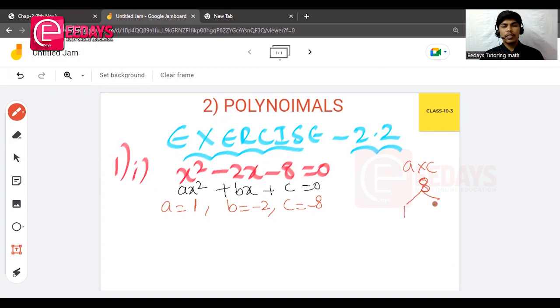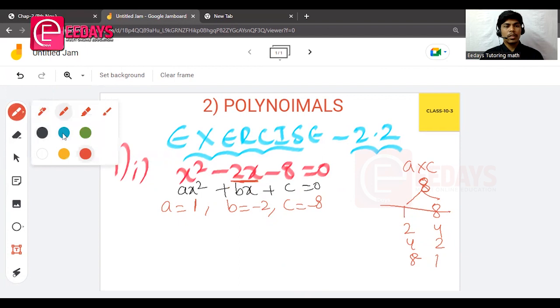The factors of 8 are 1 and 8, 2 and 4. These are the factors. It should match the middle term. What is the middle term here? 2x. If we add 1 plus 8, we get 9. It is not matching here. 8 minus 1 is 7. It is not matching. That's why we cancel this. 4 plus 2 is 6. It is also not matching. But 4 minus 2 matches with 2. So we are getting 2.